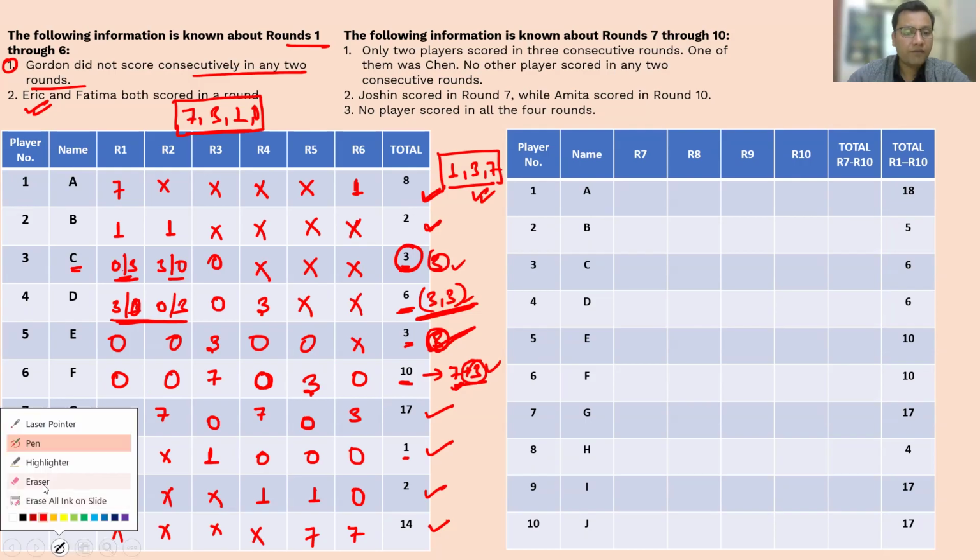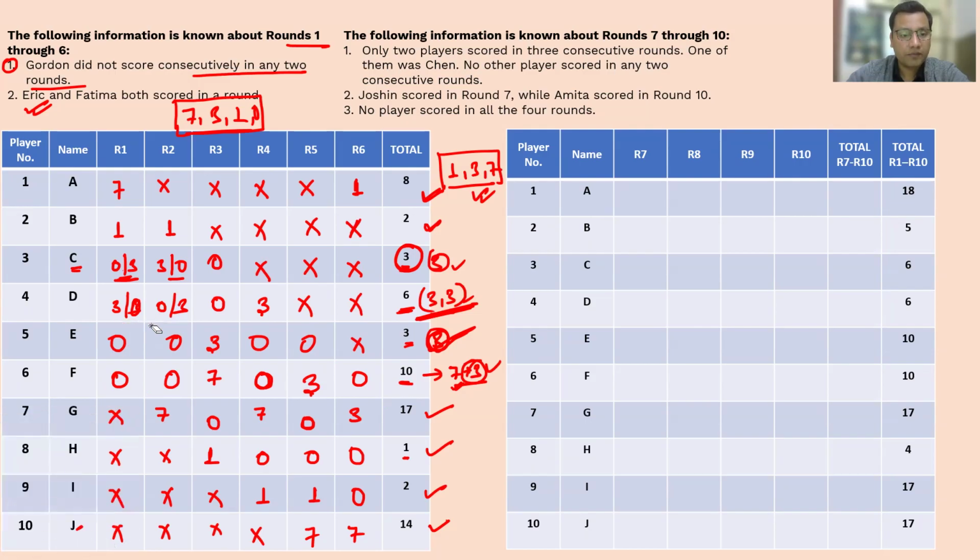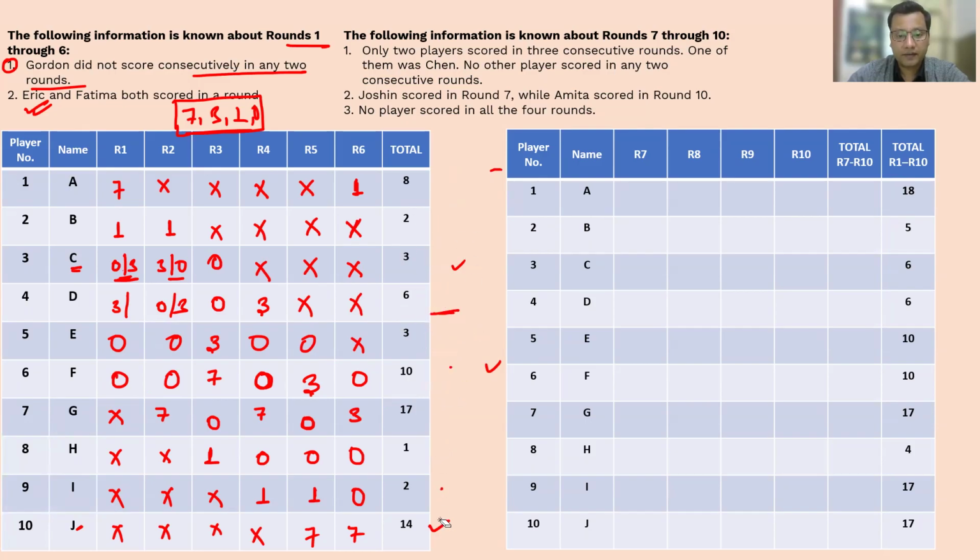This is how we are done with the first table, which is for round 1 to round 6. I think this is pretty much clear to everyone. Now, let's try to solve the second table for this set.